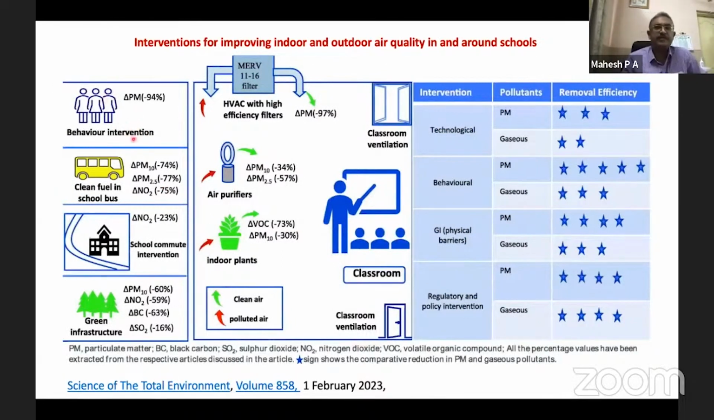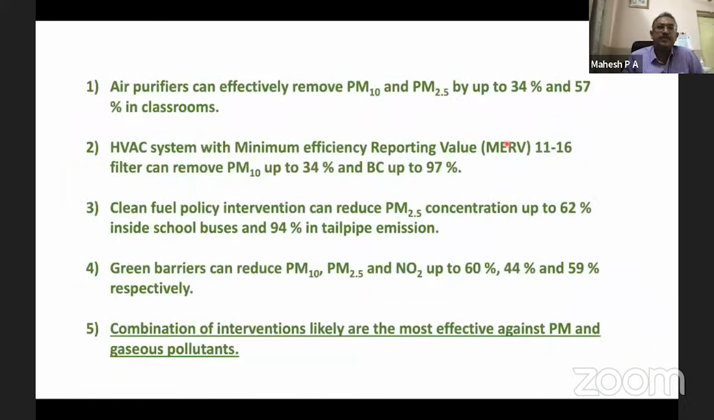You have the behavioral interventions, you have clean fuel in school buses, school commute, maybe carpooling, use of green infrastructure. Inside the classroom, you need to do ventilation, both windows as well as the door is important. Use high efficiency filters, air purifiers, indoor plants, all can be used with a fairly decent removal efficiency for both the particulate matter as well as the gaseous pollutants. So the air purifiers can effectively remove PM 10 and 2.5 by up to 34% to 57%. HVAC is good. Clean fuel policy is good. Green barriers can help with PM 10, 2.5 and NO2. And a combination is likely to be the best.